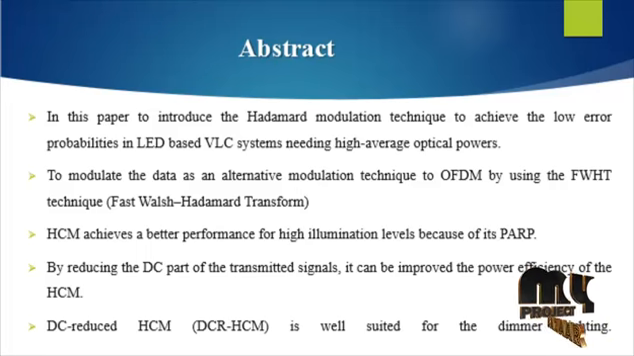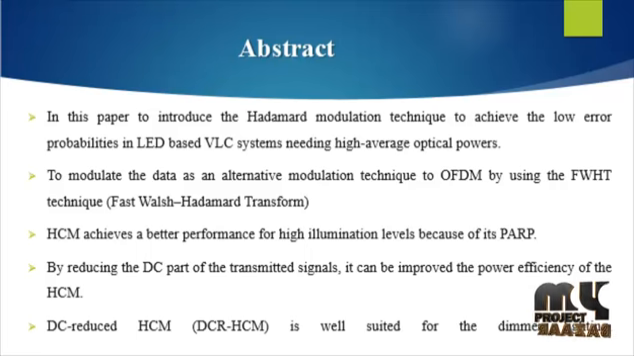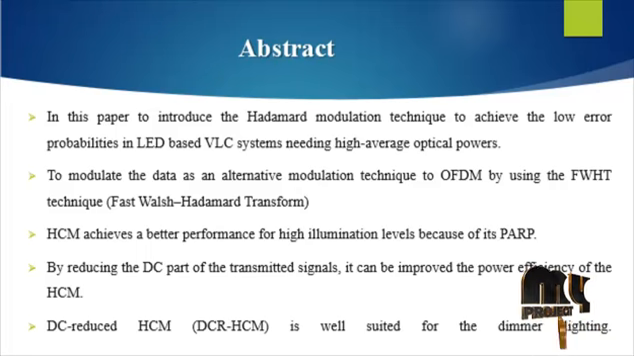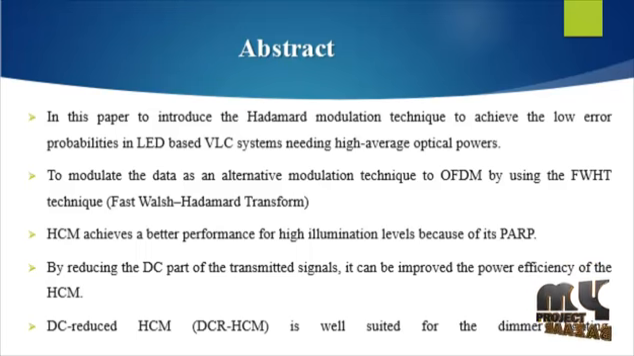In this paper we introduce Hadamard-Coded modulation, that is HCM, to achieve low error probabilities in LED based VLC systems needing high average optical powers. This technique uses a fast Walsh Hadamard transform, that is FWHT, to modulate the data as an alternative modulation technique to orthogonal frequency division multiplexing, that is OFDM. HCM achieves better performance for high illumination levels because of its small peak to average power ratio, that is PAR.